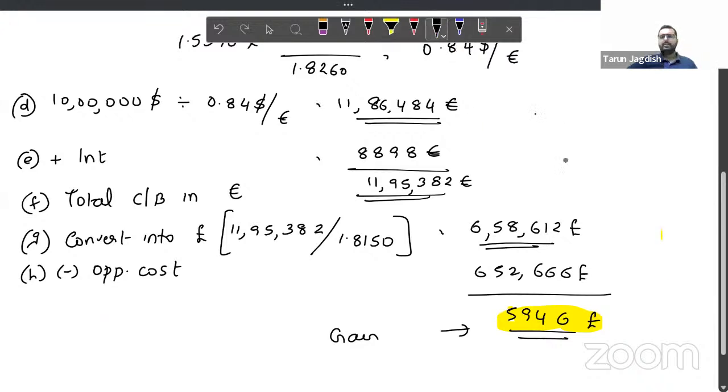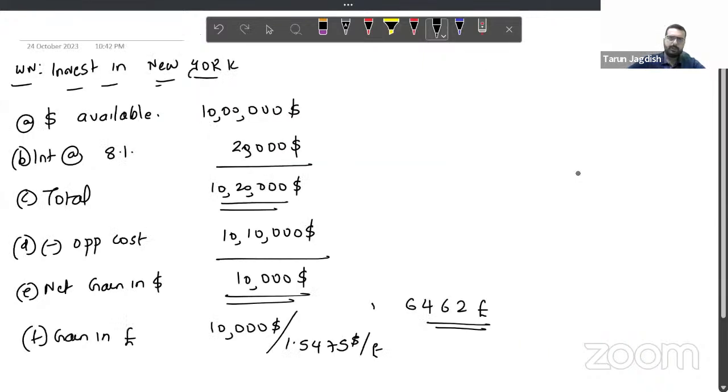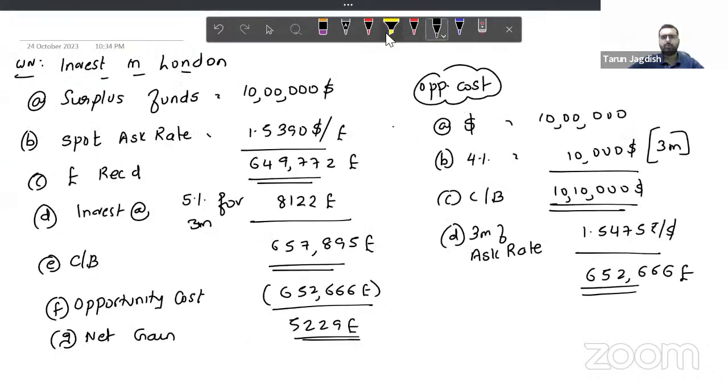So here we get 5946. Here we have got 6462 as the gain, and in option 1, let's check how much we have got. 5229. So tell me, friends, which is the best option out of all the three? Investing in New York is better. That is the final answer.